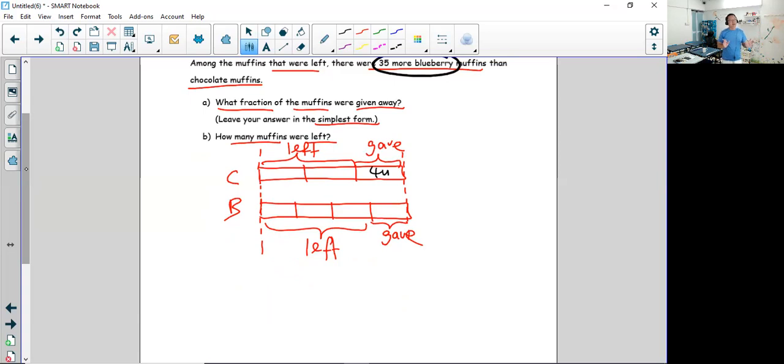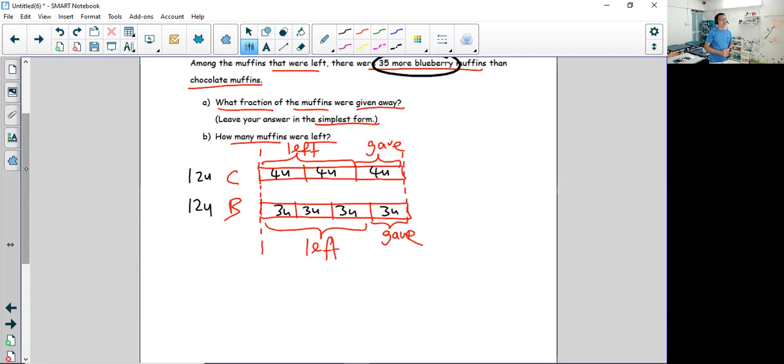There are 3 bigger boxes on top, right? The chocolate muffins has 3 bigger boxes. So you just put 3, and then every box, you also do the same. So you have 4 units, and then below, every box is 3 units. So now you count the units. Do you have 12 units of chocolate muffins? And do you have 12 units of blueberry muffins? Yeah, you have. So that means an equal number of chocolate muffins and blueberry muffins at first.